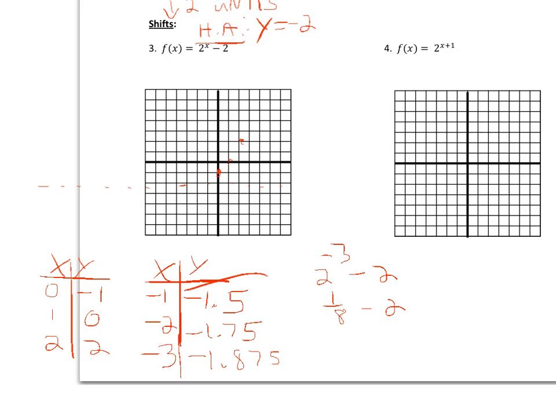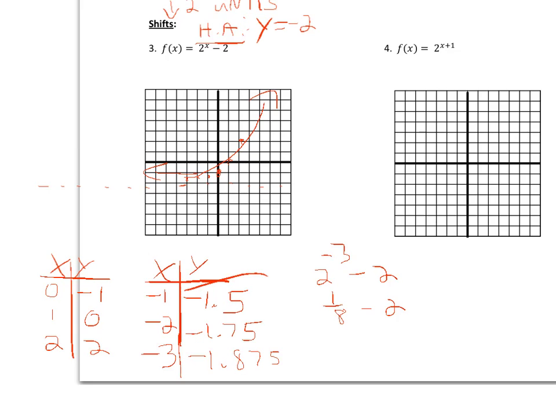You can see as you go to the left, these values get closer and closer to negative 2, but they don't quite hit. So that's why you get the HA at y equals negative 2. So we have negative 1 at negative 1.5. Negative 2 gets closer. Negative 3 gets closer. So it's the same shape as number 1, it's just shifted down 2 units.